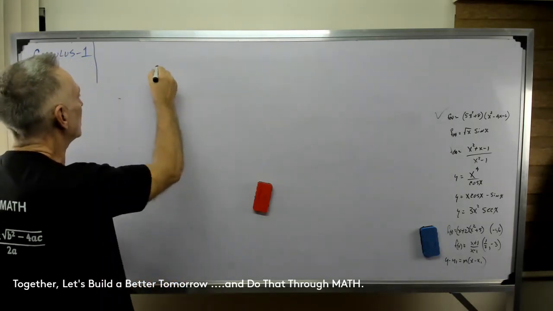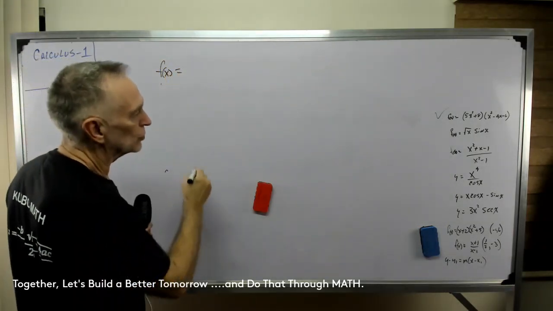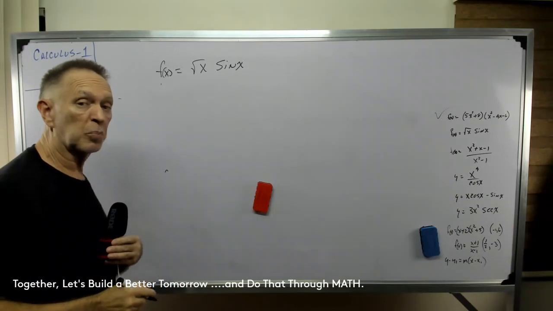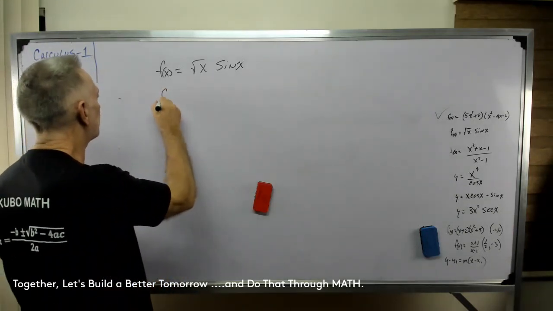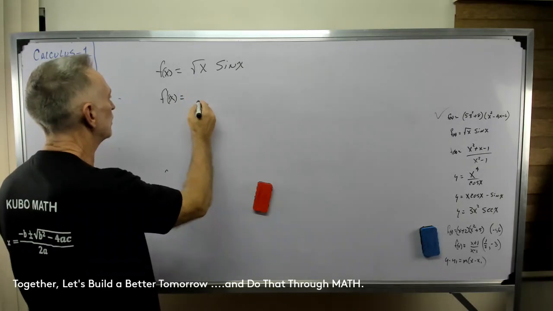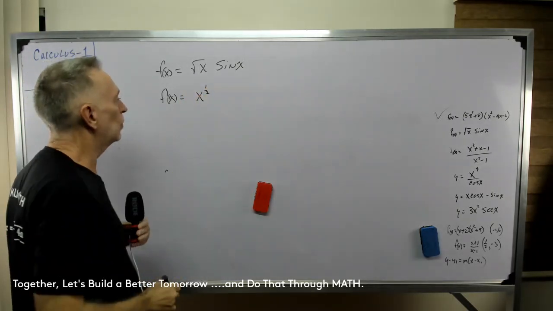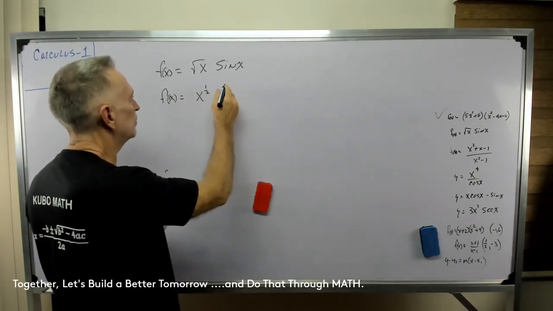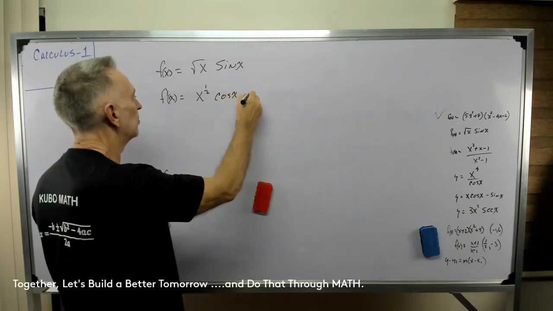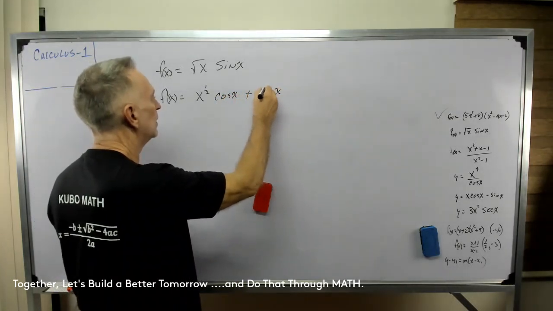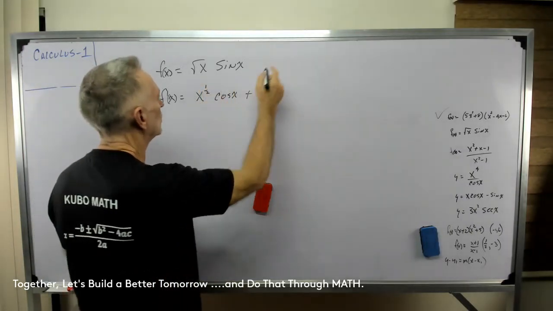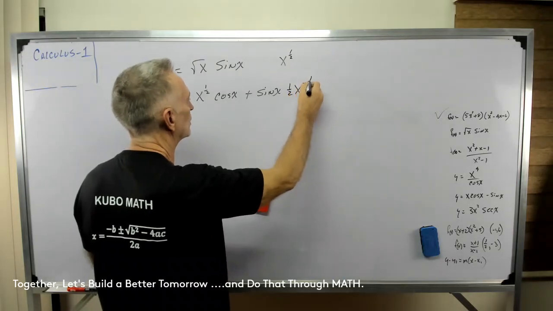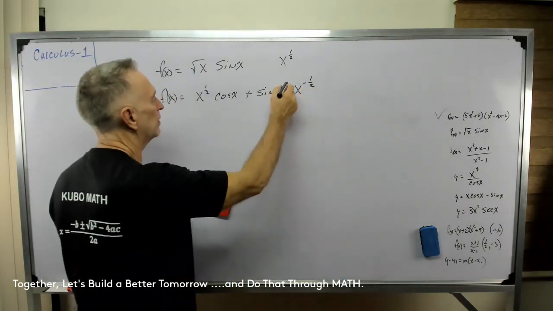All right, we have f of x equals square root of x times sine x. Hey, another product rule, okay? So f prime of x equals the first one, well, I'll go ahead and write it as x to the 1/2, times the derivative of the second one, derivative of sine is cosine, plus the second one times the derivative of the first one, which if that were written as the first one, it would be 1/2 times x to the minus 1/2. That would be the derivative.